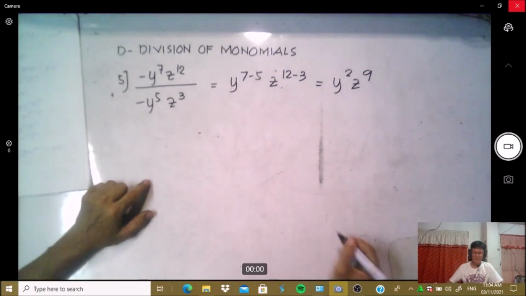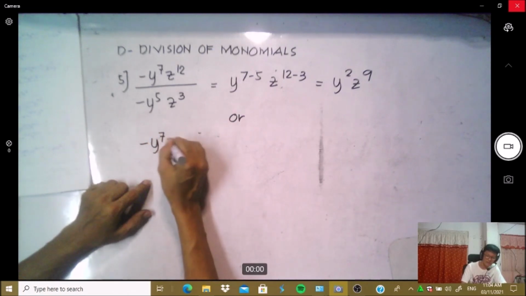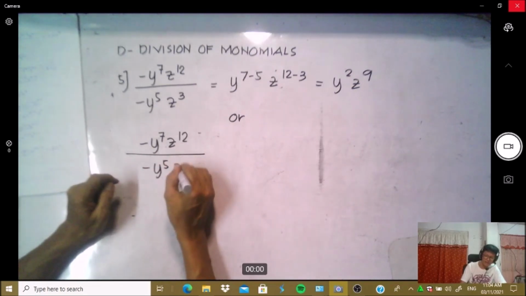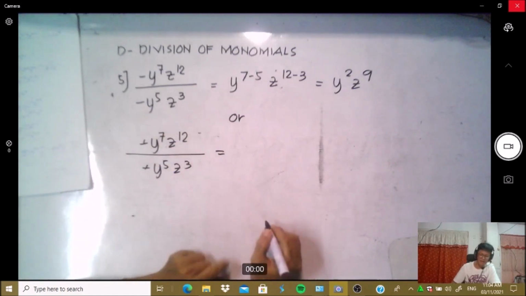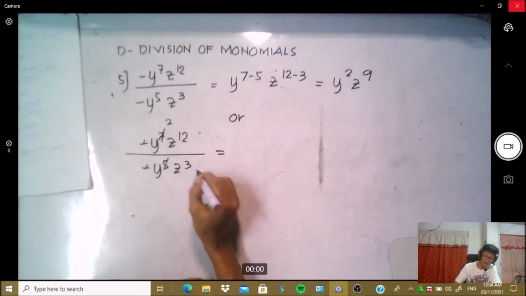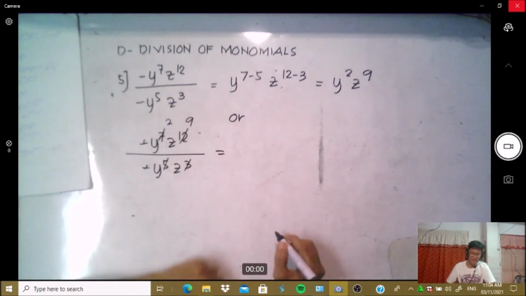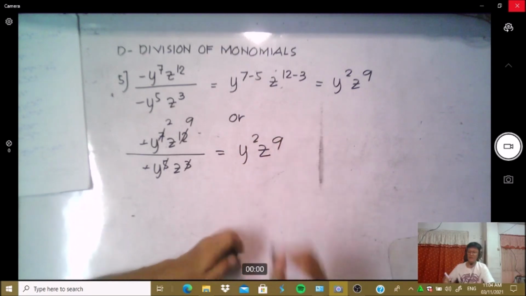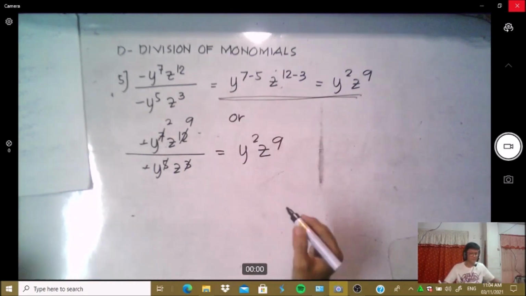Okay, however, we can do this also. We have y raised to 7, z raised to 12, divided by negative y raised to 5, z raised to 3. So we just cancel out the negative sign. And we have 5 here. Therefore, what will be left here is 2. And here, cancel this one. Then, from 12, what will be left is 9. Okay? So, just copy y squared z raised to 9. This is easier actually. But you have to follow this procedure in our module.